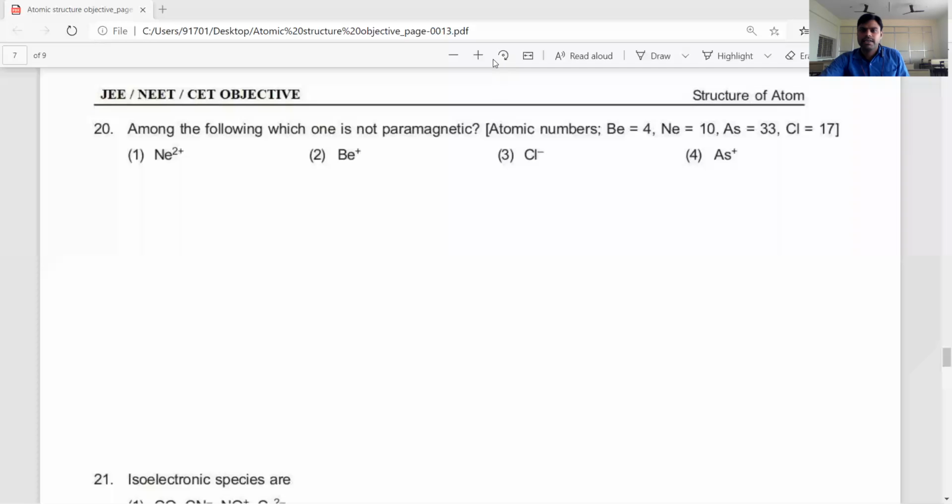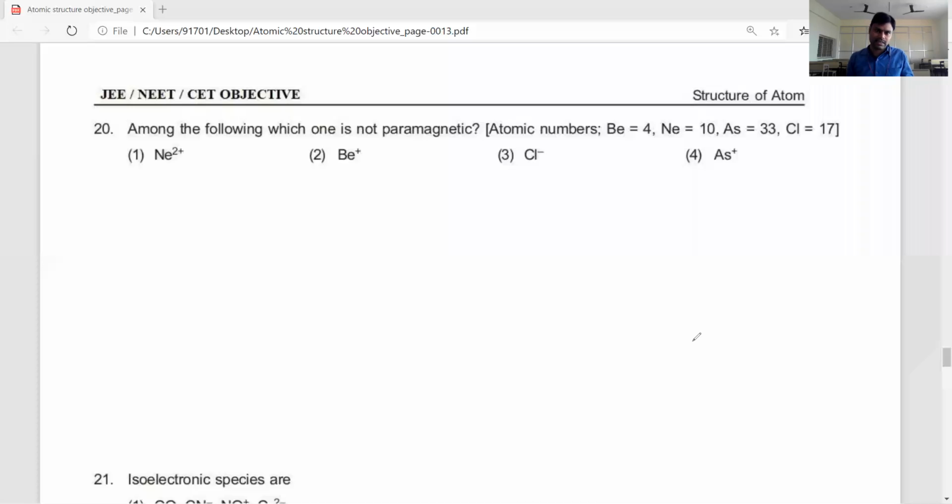Question 25, on paramagnetic nature. Among the following, which is not paramagnetic? Paramagnetic means the atoms or ions which have unpaired electrons. If unpaired electrons are present, it is paramagnetic.